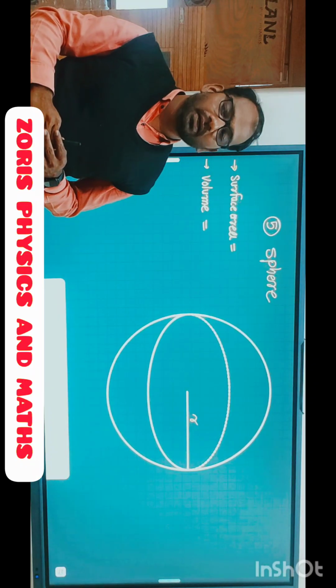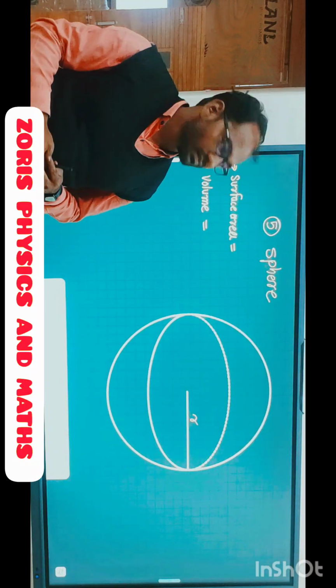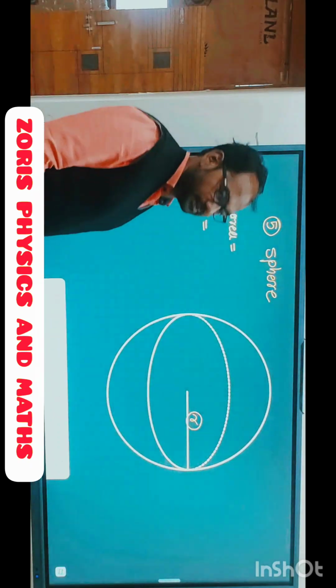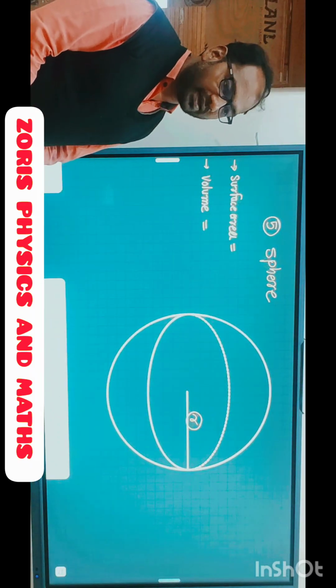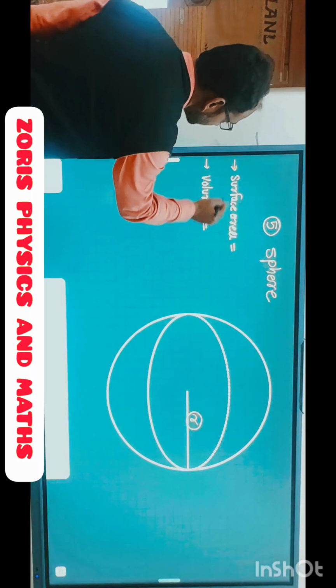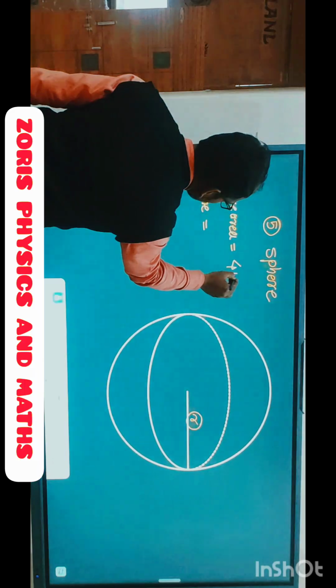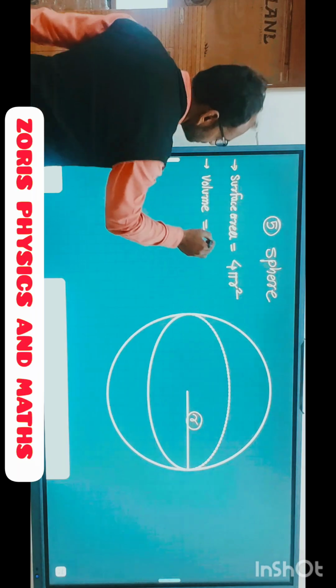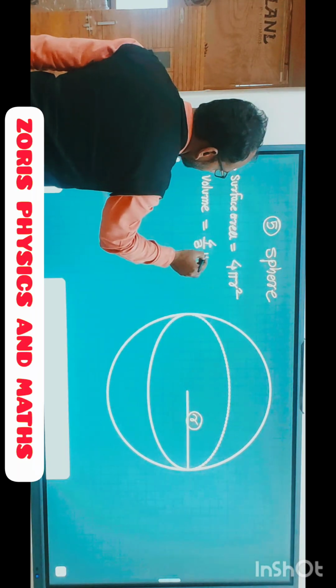Now, let's begin with a new figure that is called sphere. In a sphere, only one length we have to remember, that is the radius of sphere. And for sphere, we have two important formulae: the surface area of sphere, which is 4 pi R square, and the volume of sphere, which is 4 by 3 pi R cube.